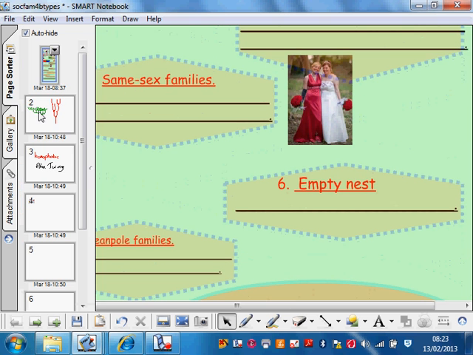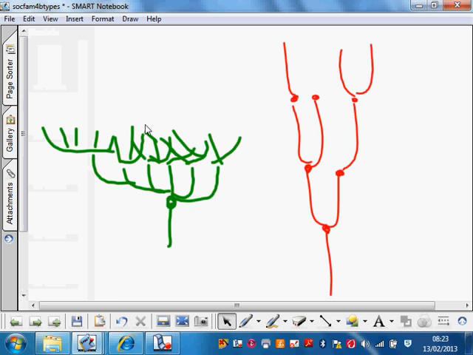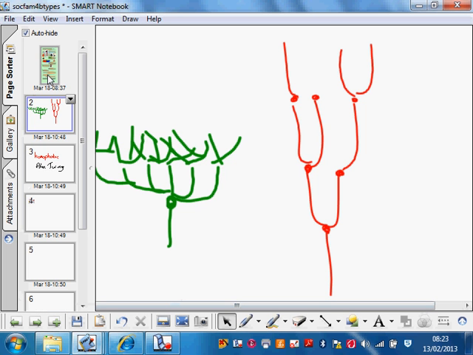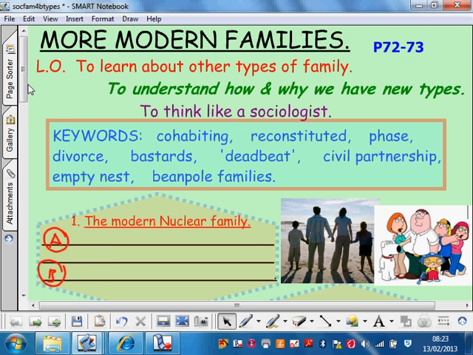There's the beanpole family. I'll explain this. So here's an old-fashioned family tree. One person, one couple having loads of kids. Each of those having loads of kids. It looks like a bush. But now people only have a couple of kids, which means that the family tree structure looks more like a long, thin beanpole rather than a big, bushy tree. It's a beanpole family. It just means less children. Yeah, there are fewer children, fewer people in each generation.